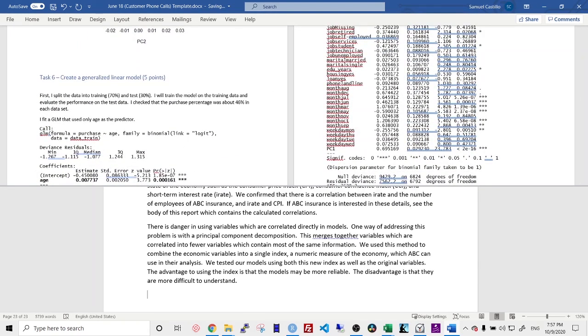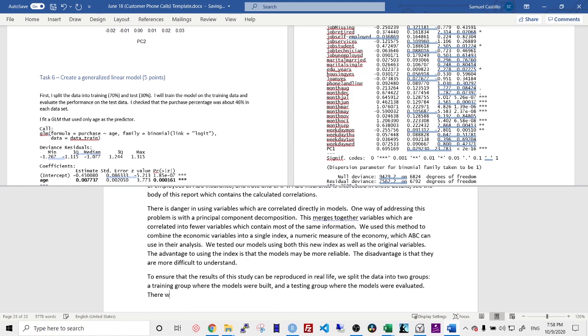So one of the boilerplate sentences is as follows. To ensure that the results of this study can be reproduced in real life, we split the data into two groups. A training group where the models were built and a testing group where the models were evaluated. There was no overlap between these groups of customers, so that you could simulate how reliable the results will be on new data.